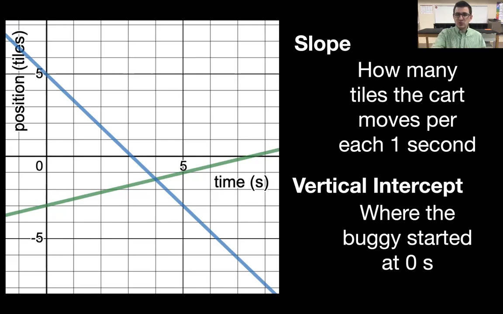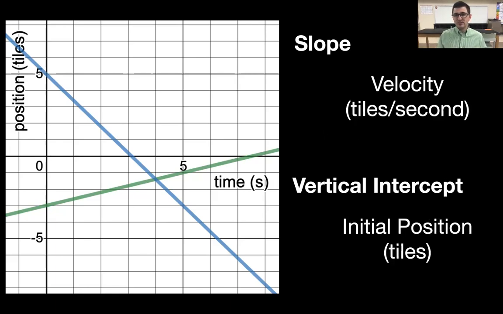It's good to understand what each of these mean before we transition to the vocabulary word for each of them. How many tiles something moves in 1 second, we call the velocity. Because remember, this slope is also negative, so the velocity, the slope, includes the direction. That's how we know it's velocity and not speed. And the word for the position where something starts, we call the initial position. So make sure you understand that for a position versus time graph, not any graph, but only a position versus time graph, the slope is the velocity and the vertical intercept is the initial position.